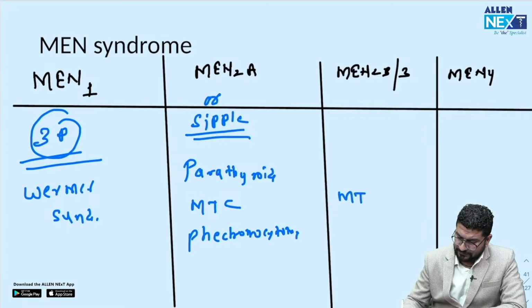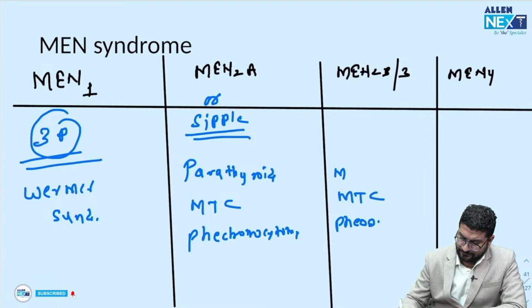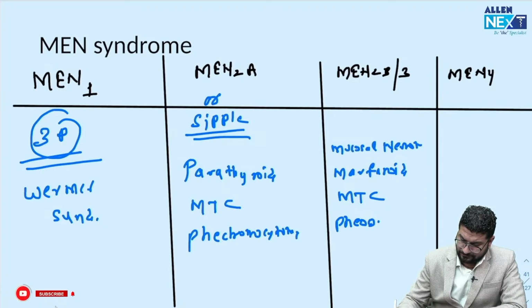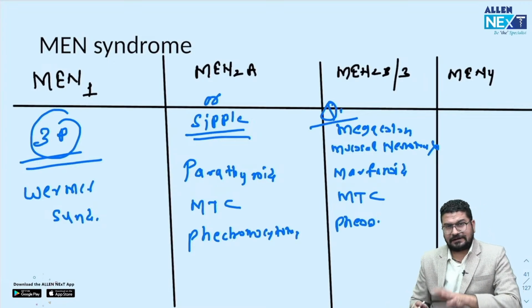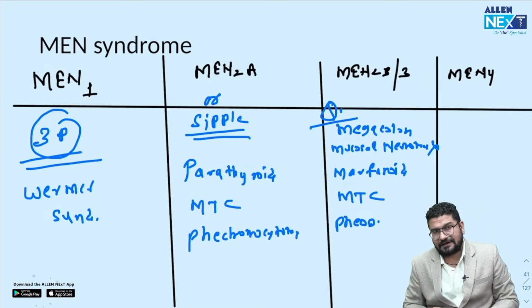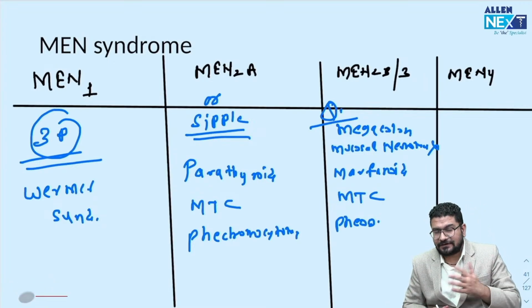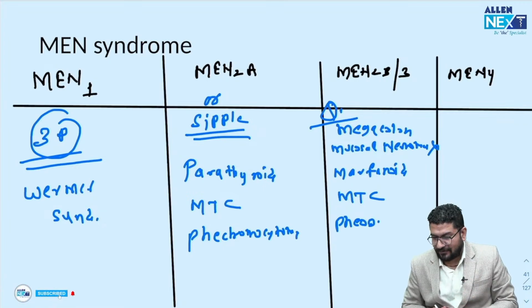In MEN 2B, we will see MTC, pheochromocytoma, some Marfan syndrome-like features, Marfanoid habitus. There will be mucosal neuromas, and the patient can develop megacolon. This question came in NEET PG exam. So again, this topic is actually a NEET favorite, but this can be asked in INI-CET also, because sometimes once or twice after 2-3 years, they ask you this type of question.